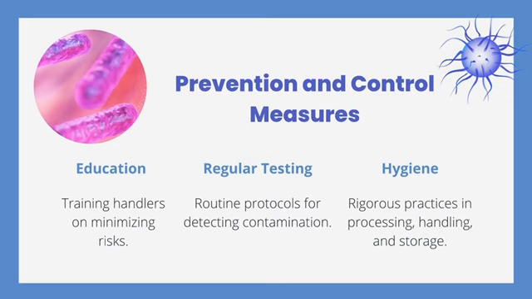Second, we have regular testing. Every facility that serves food needs to do regular testing. They need to follow a routine protocol for detecting contamination to make sure that the facility is safe. Three, we have hygiene. Everyone that practices in the processing, handling, and storage needs to have proper hygiene. They need to have gloves, they need to have hairnets, they need to follow protocols, they have to wash their hands, and follow personal hygiene protocols.